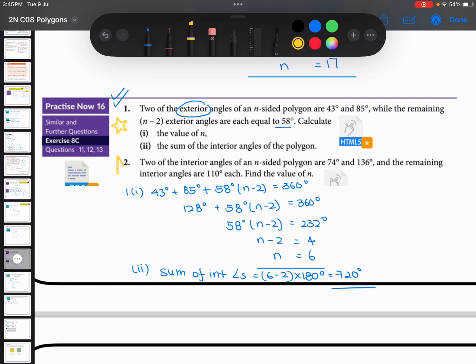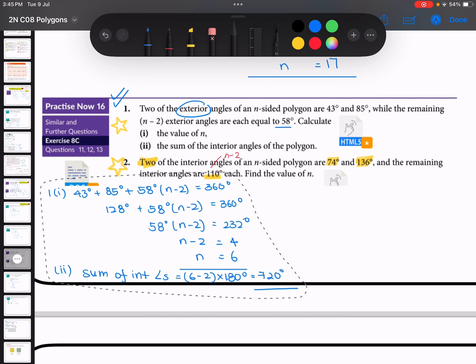This one is a favorite, I always see it during the exam. So 2 of them are given. How many left? N minus 2 of them are left. You can choose to use interior or exterior. It doesn't really matter, but it's just easier to use exterior. Let me shift this to the side first. Because exterior is 360, it's a very nice number. There's no n inside. So I'm going to go for the exterior angle first.